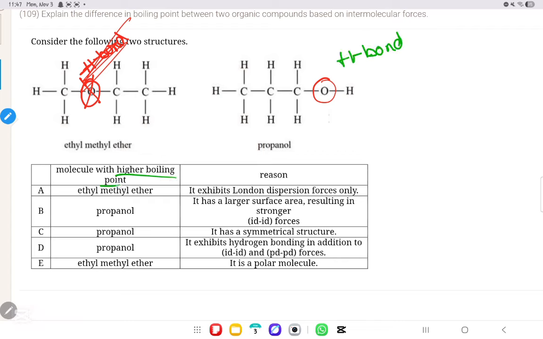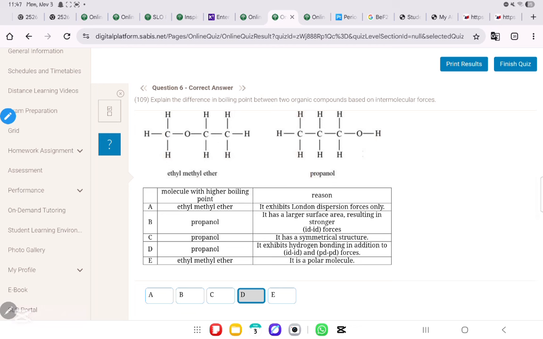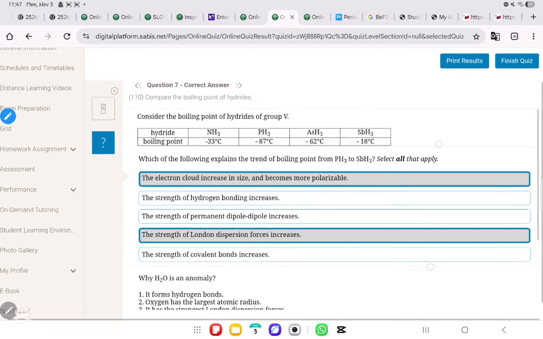So which of them has a higher boiling point? Definitely this one. Why? Because the strongest force it has is the hydrogen bond. Here, the strongest force is the dipole-dipole. So the hydrogen bond, okay, will have strong forces. So propanol will definitely have the higher boiling point because it exhibits hydrogen bonding, which is not found in ethyl methyl ether, in addition to ID-ID and PD-PD, or dipole-dipole forces. Okay, so the answer is D. We'll move on to question number 7.